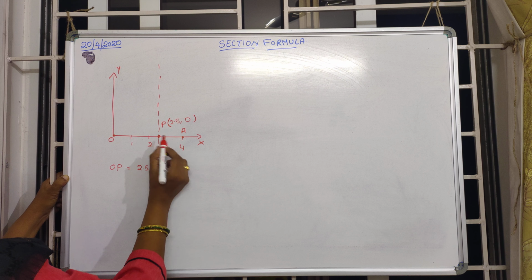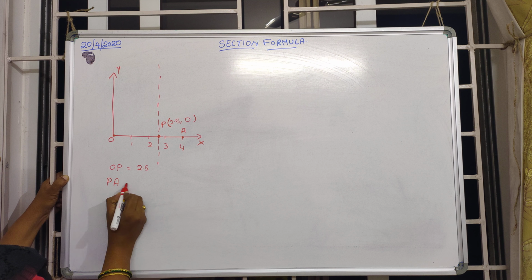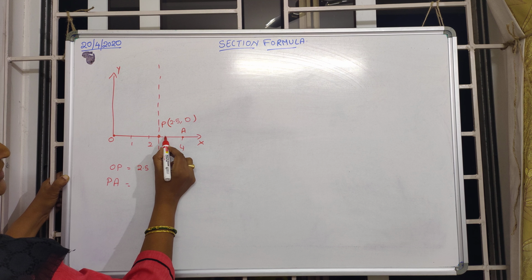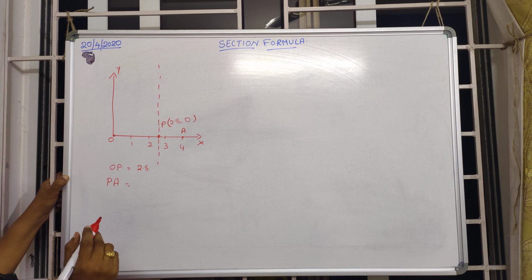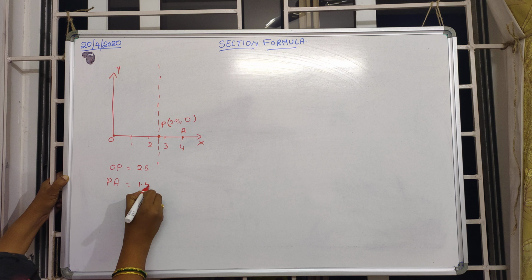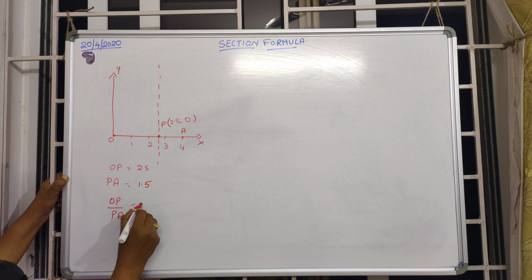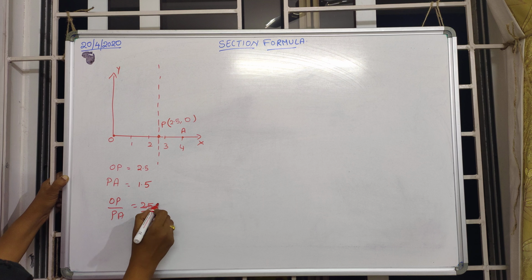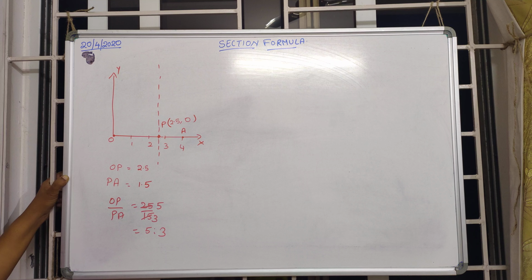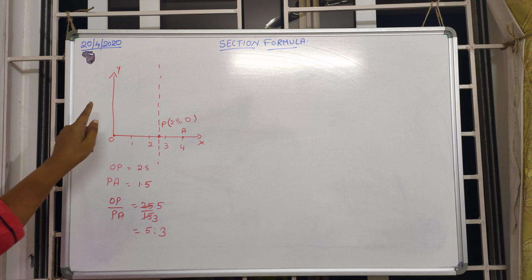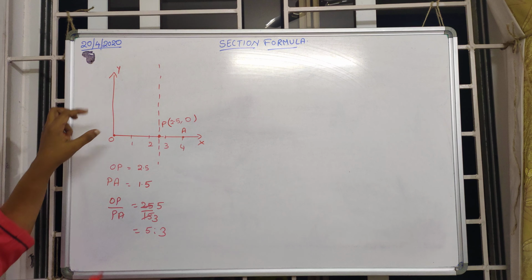Now what about PA? What is PA equal to? You see, 1 unit, 1.5 units. So what is the ratio there? OP by PA equal to 2.5 by 1.5, that is 5 by 3, 5 times 5 is 25, so it is a 5:3 ratio, right? In the same manner, if I am drawing a line on the y-axis also, we can find it out.